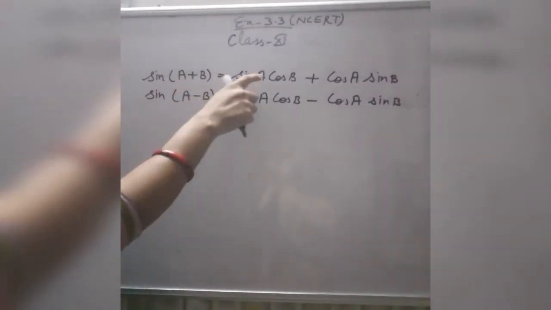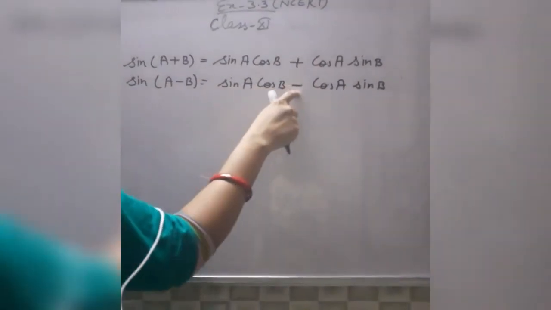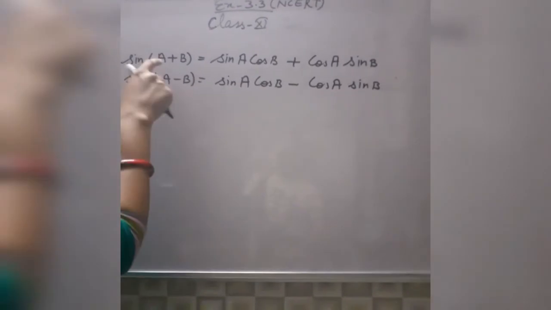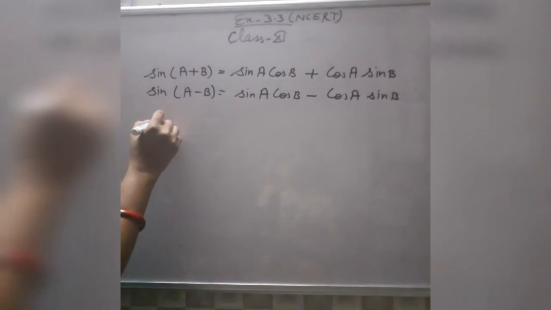Sin(A+B) = sin A cos B + cos A sin B. Sin(A-B) = sin A cos B - cos A sin B. In case of plus you will take plus sign. In case of minus you will take minus sign.